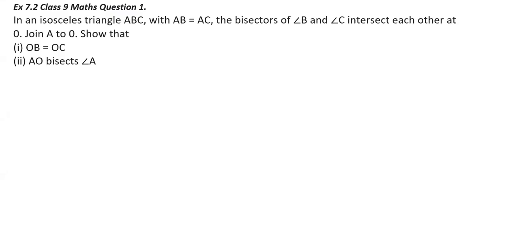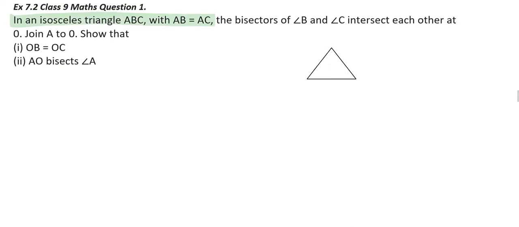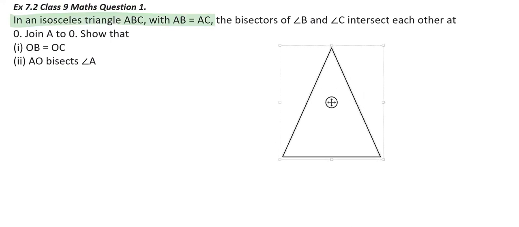We are now on question number 1, and that's exercise 7.2. It says, in an isosceles triangle ABC, where AB is equal to AC. So let's make an isosceles triangle. So this is an isosceles triangle.